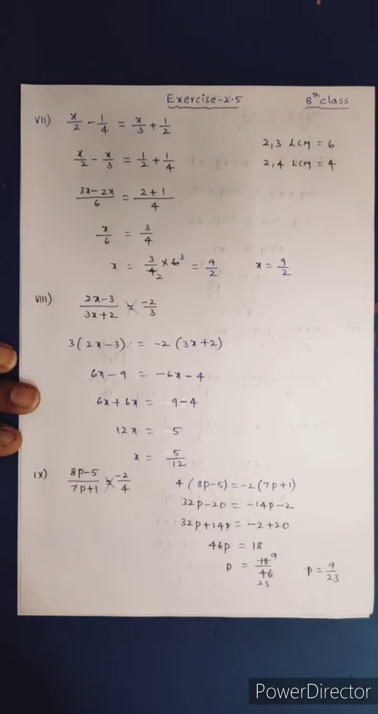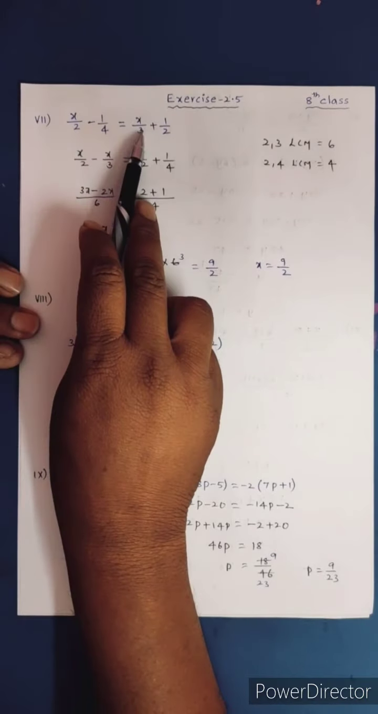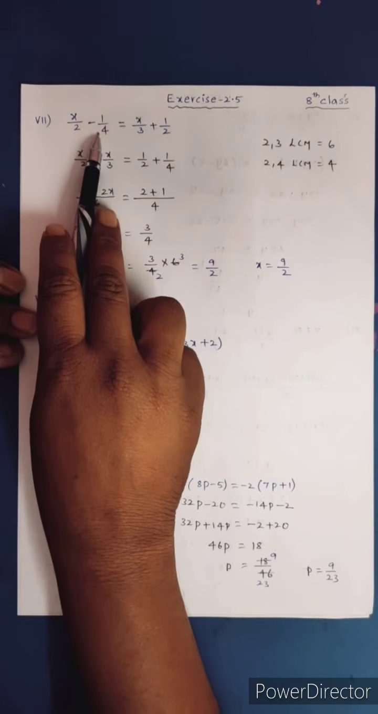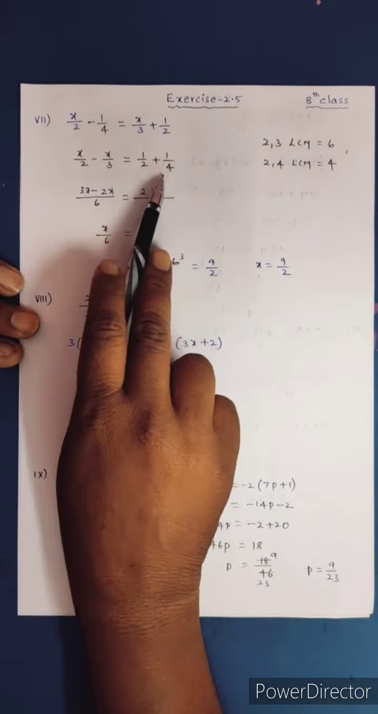Next, seventh problem. x by 2 minus 1 by 4 is equal to x by 3 plus 1 by 2. Take all variables on one side and constants on one side. x by 2, this plus x by 3, this side minus x by 3, minus 1 by 4 is equal to that side plus 1 by 4.